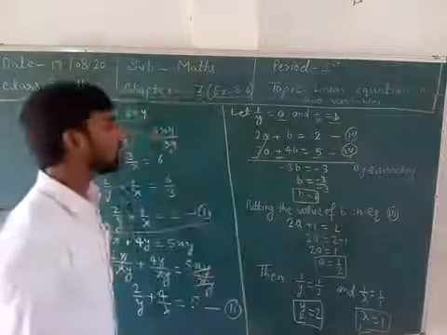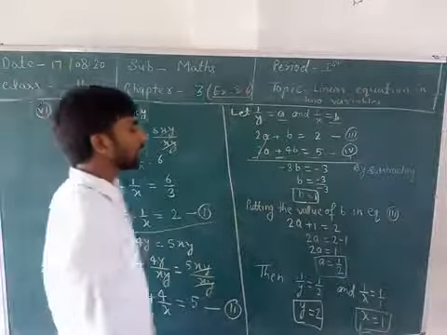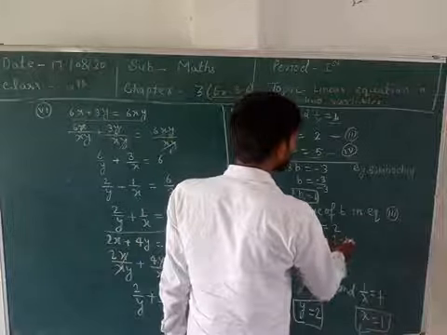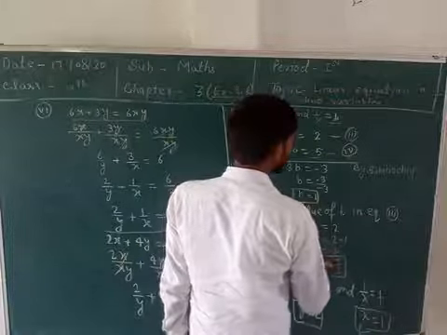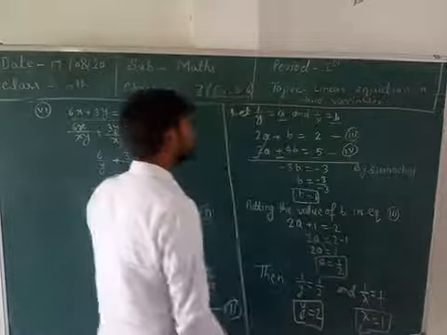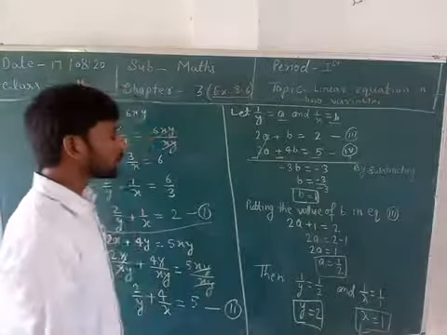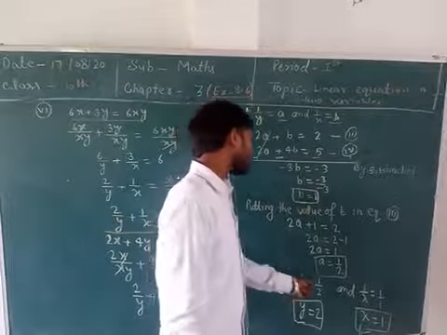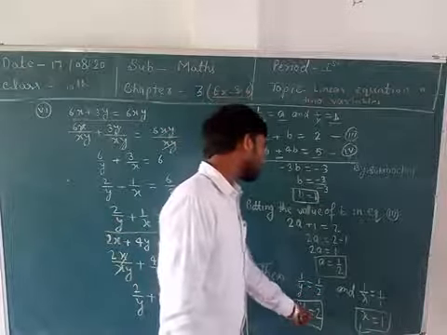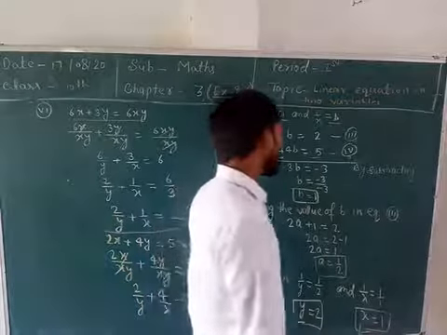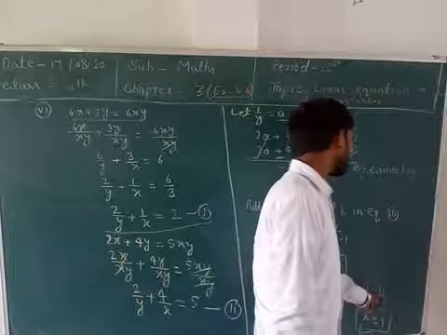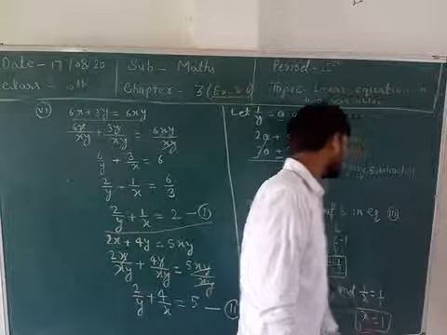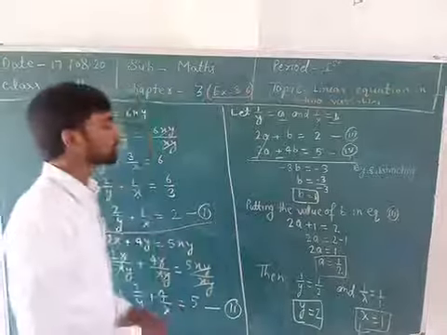Now putting the value of b in equation 3, we have 2a plus 1 equal to 2, then 2a equal to 2 minus 1, then 2a equal to 1, then a equal to 1 upon 2. Now we have to find the values of x and y. So 1 upon y equal to a means 1 upon 2. Then by cross multiplication y equal to 2, and 1 upon x equal to b means 1 upon 1. Then by cross multiplication x equal to 1. These are the values of x and y.